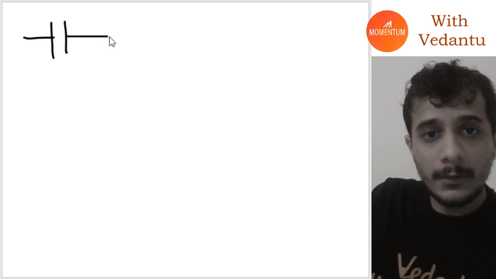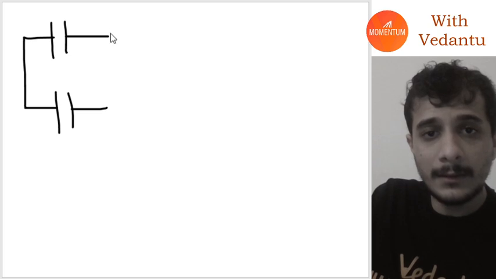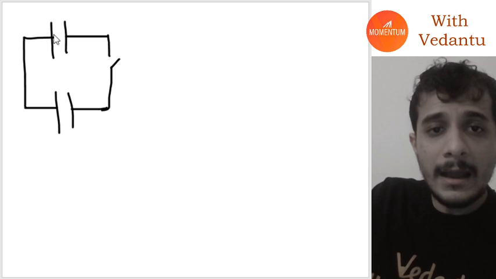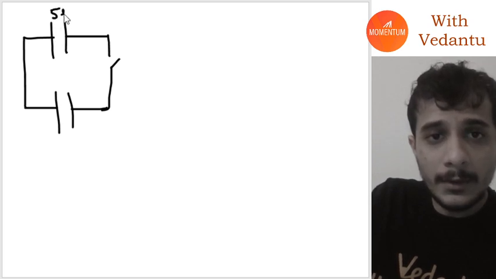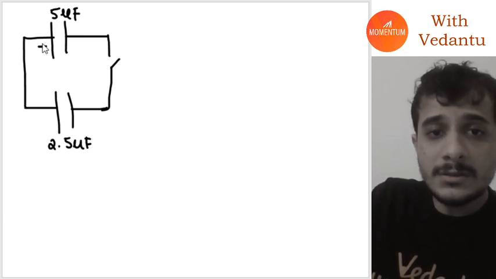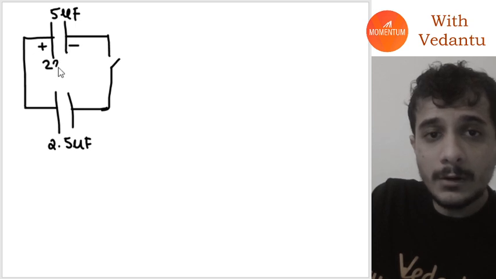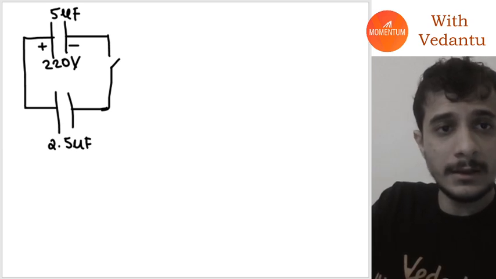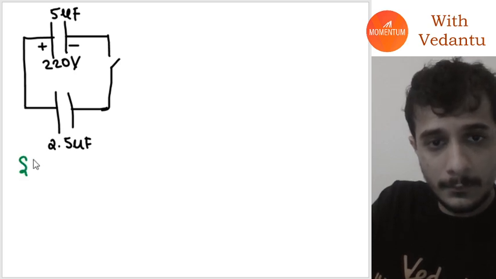First of all, guys, let's make the diagrams depicting the initial and the final situations. Initially I have two capacitors, a 5 microfarad and a 2.5 microfarad capacitor. One of them is charged to a potential difference of 220 volts. The other one is uncharged. This is the situation before.